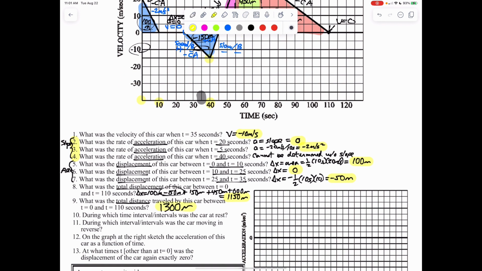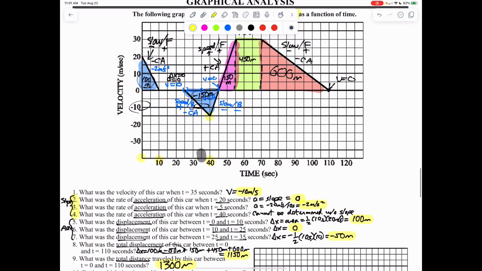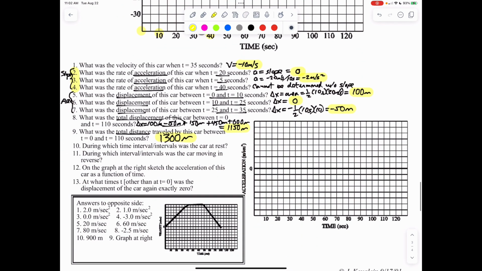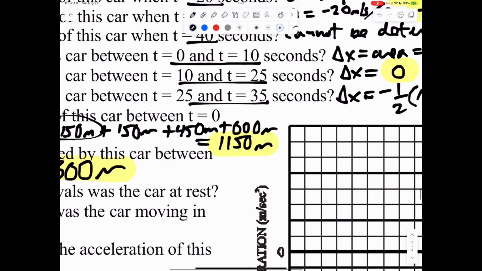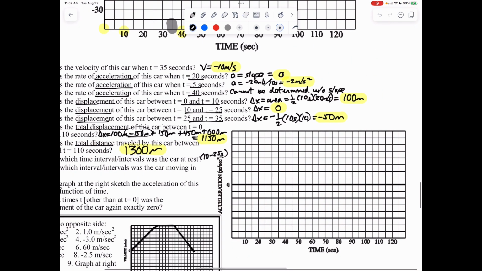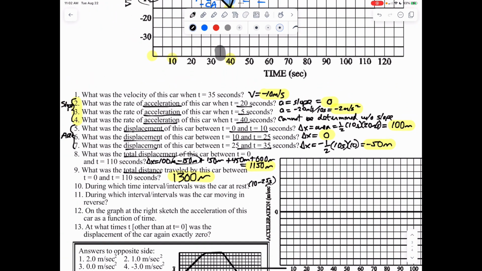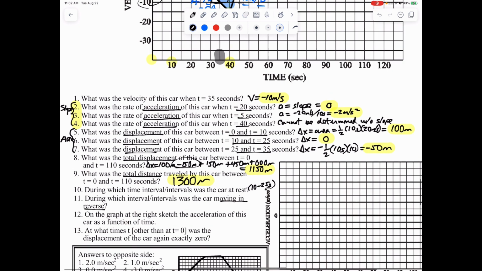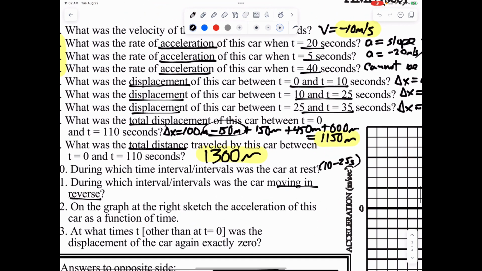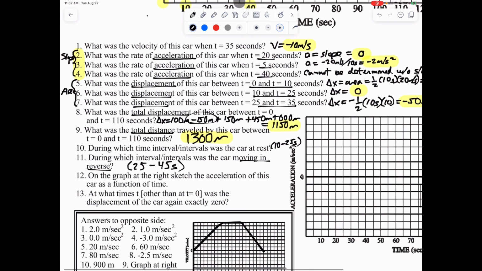Okay, so now, during which time intervals was the car at rest? Well, the car was only at rest during this time interval here, which is 10 to 25 seconds. So let's squeeze that in where we can fit it. So between 10 and 25 seconds. During which time intervals is the car moving in reverse? That means going backwards. Well, that's the negative velocity down here. That would be from 25 to 45 seconds. From 25 to 45 seconds, we're going in the negative direction.